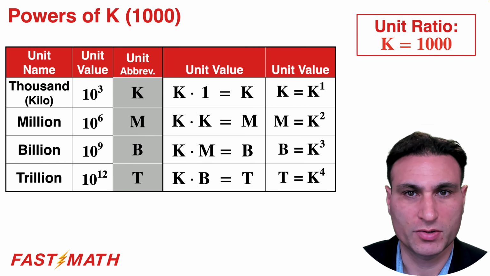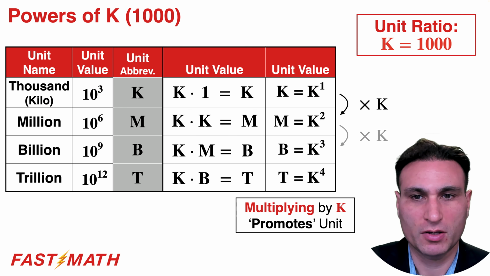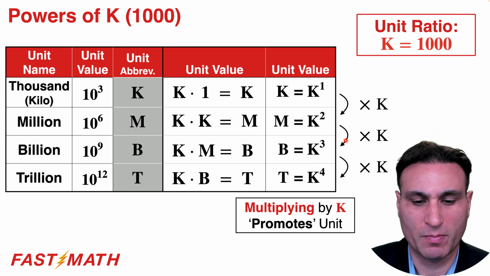The simplest way to understand this is that these unit values are just powers of 1,000, or powers of K. The exponent of 1,000 increases by 1 with each larger unit. And again, there is a fixed ratio between unit values of 1,000, which is called the unit ratio. So multiplying a unit by 1,000, which is abbreviated by k, promotes the unit to the next larger unit.